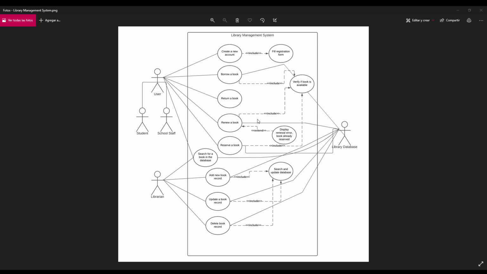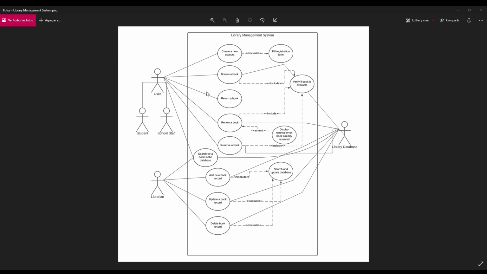In this case, it's a library system. We have the actor as a user. We can generalize the actors. We can make more actors that are more specialized. In this case, a user can be a student or a school staff, and these actors can have more or fewer use cases than the base case.